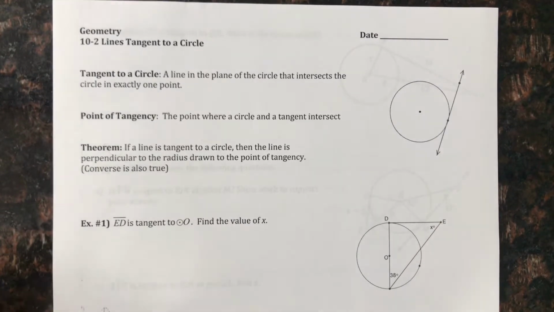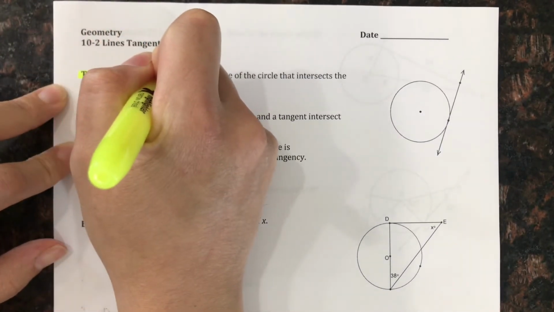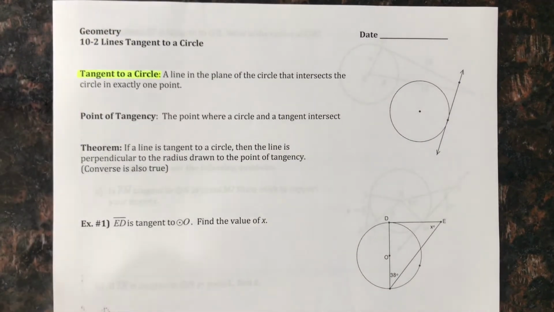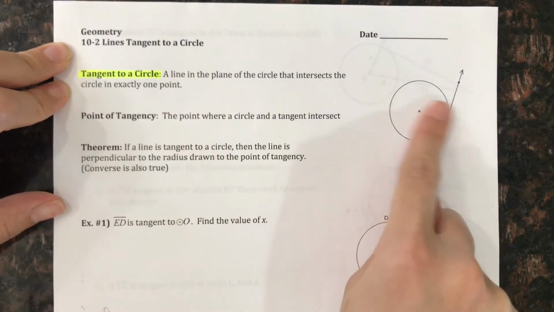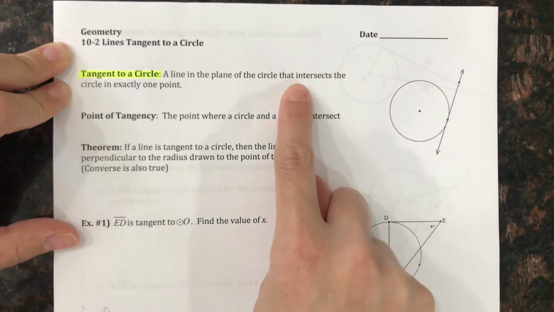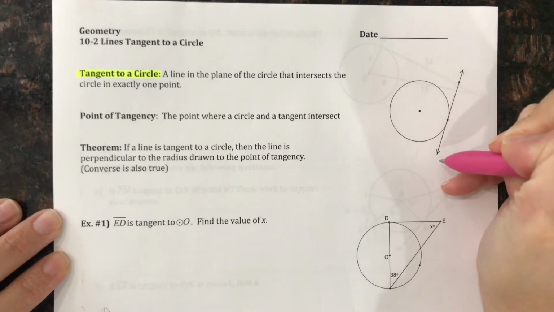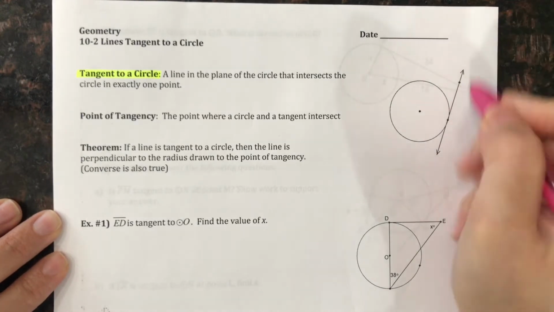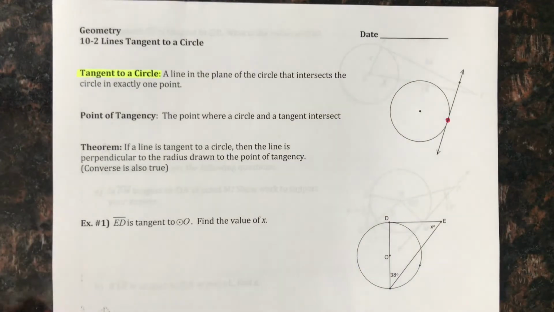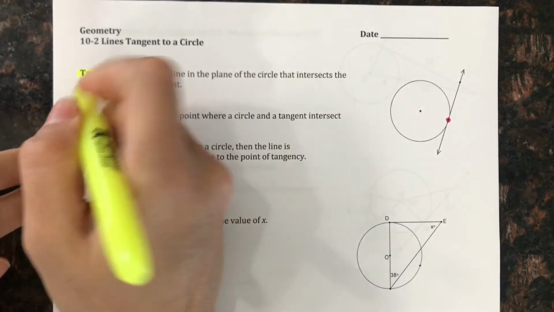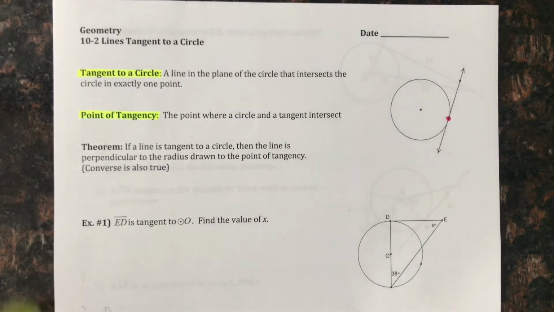So when we see that word tangent, if we have a line that's tangent to a circle, that means it's a line in the plane of a circle, so it's sitting on the same flat surface, that intersects the circle in exactly one point. You'll notice that this line is just barely skimming that circle, and it meets at a point called the point of tangency. Okay, so it's where they intersect.